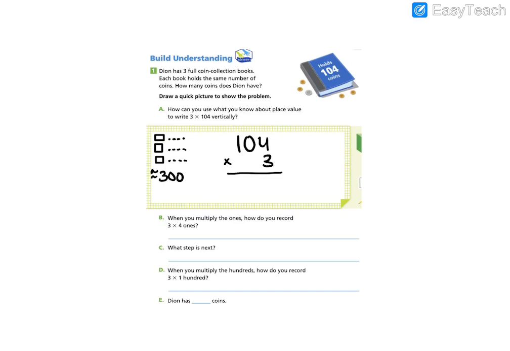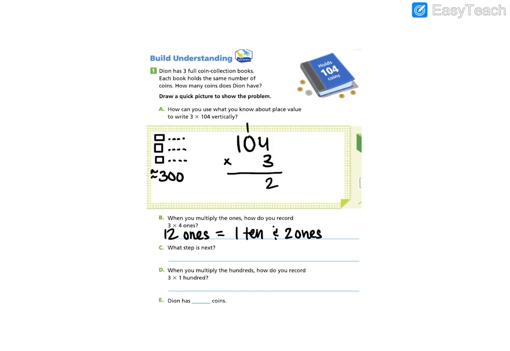We are starting with the ones place. So letter B asks us, when you multiply the ones, how do you record 3 times 4 ones? Well, we know 3 times 4 ones is equal to 12 ones, but how will we regroup that? We're going to regroup it as 1 ten and 2 ones. So our 2 ones go in the ones place, our 1 ten up in the tens place. Remember, we're using that to regroup.